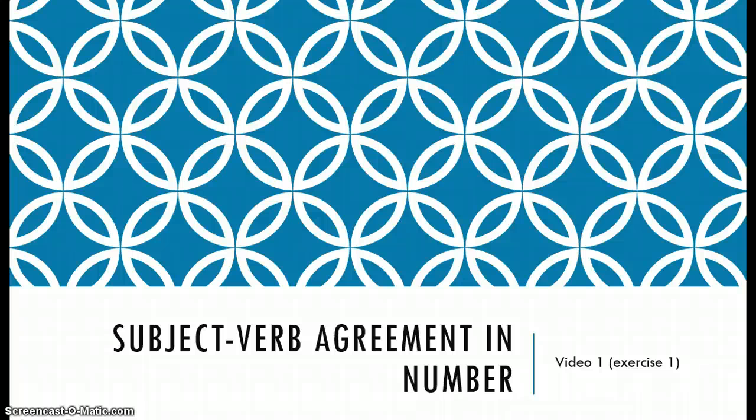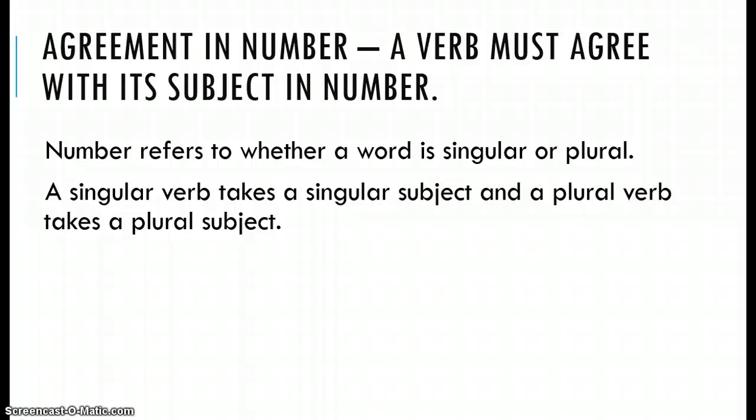So here's video 1. It's going to go along with exercise 1, which is the very first page in your packet. It says number 1, subject-verb agreement in number. All right, the basic premise here is that a verb must agree with its subject in number. That means if a word is singular or plural or not. A singular verb takes a singular subject and a plural verb takes a plural subject. It's as simple as that.